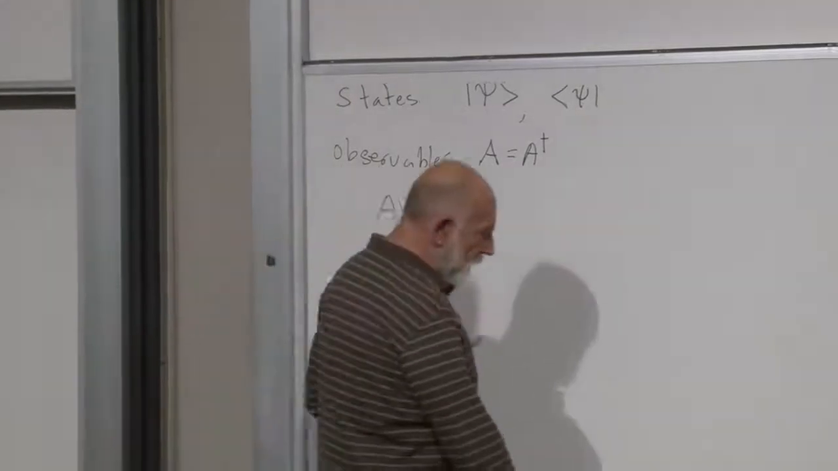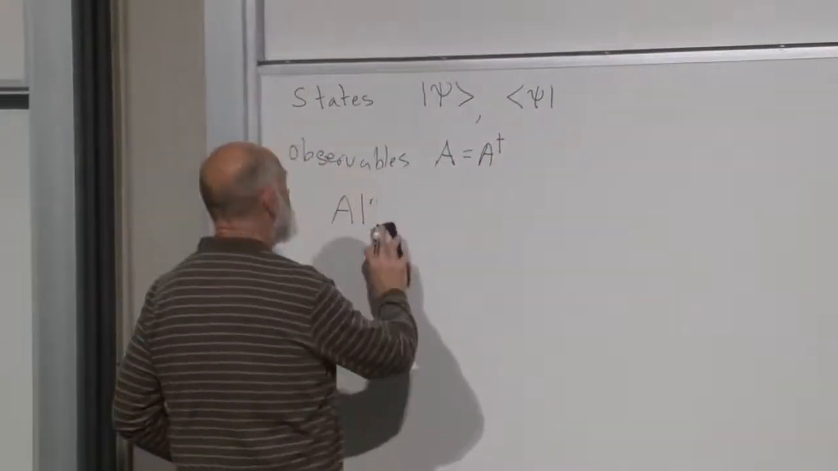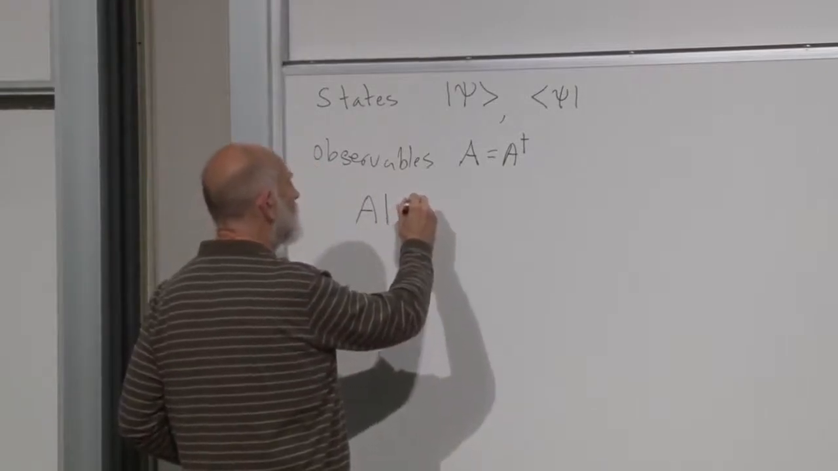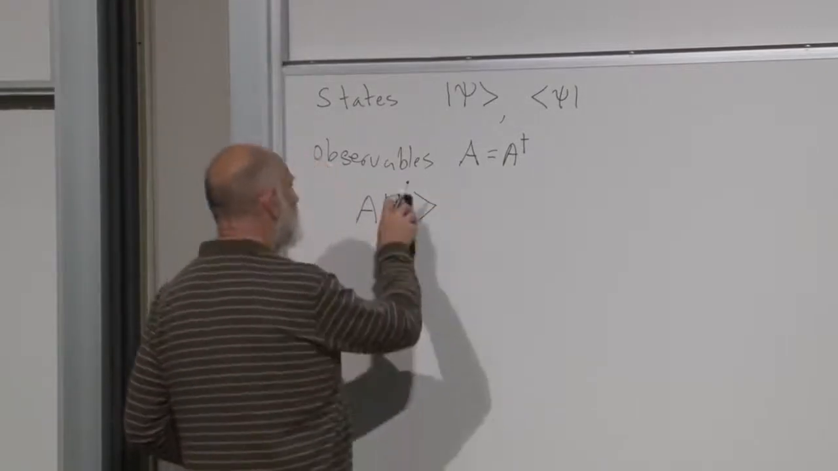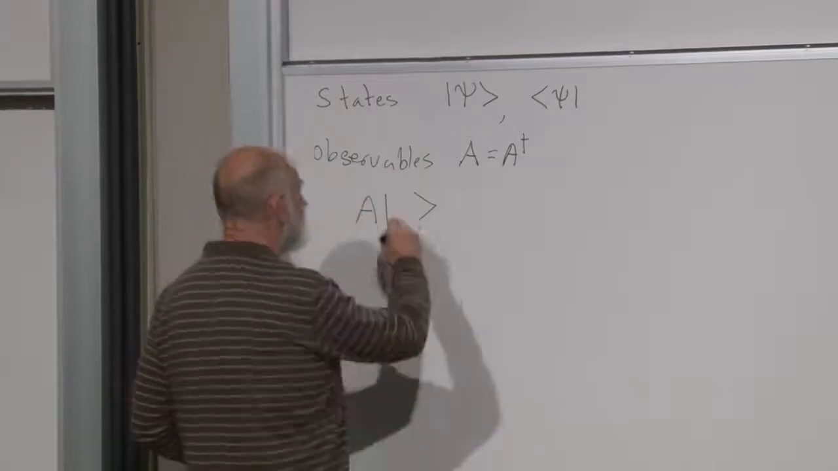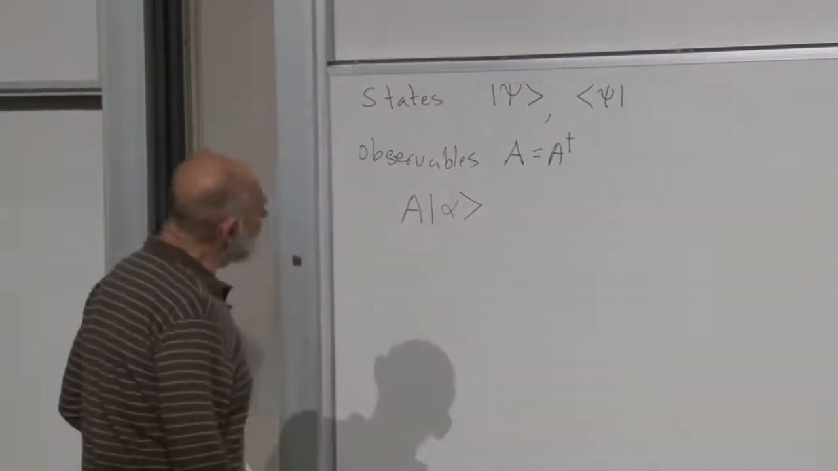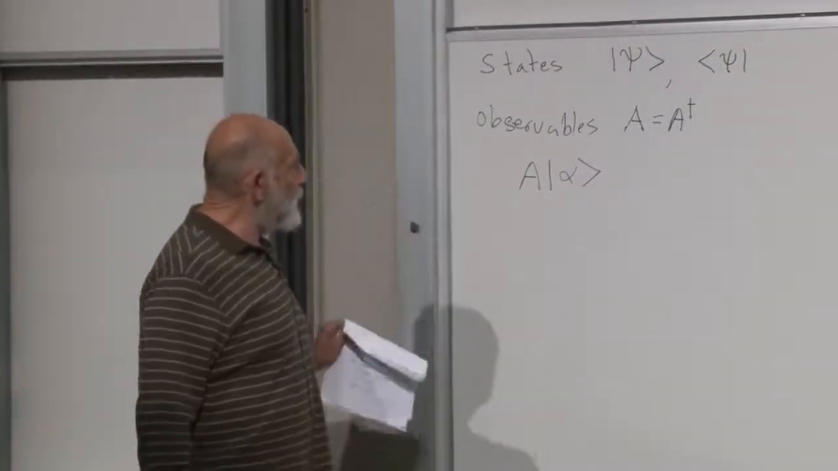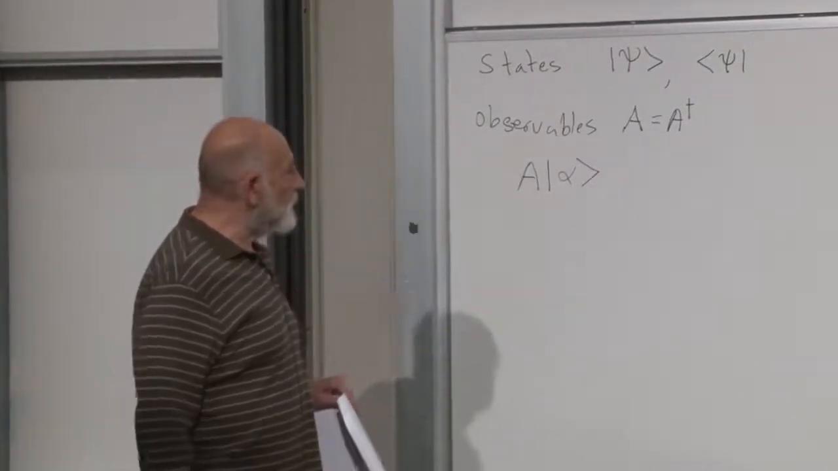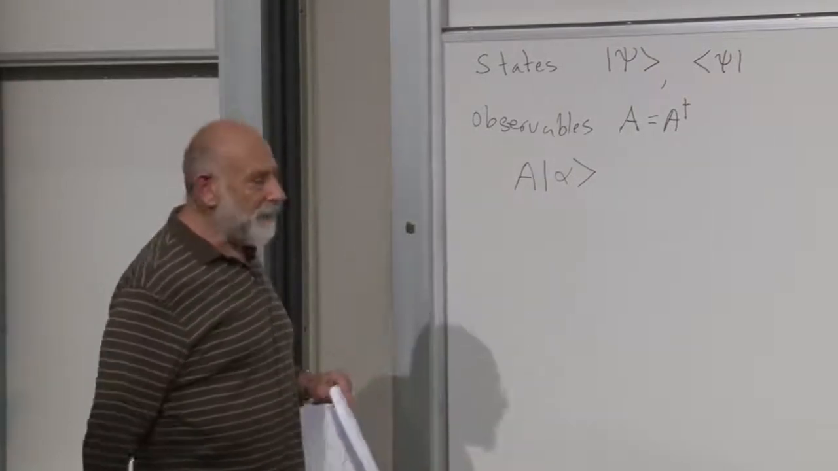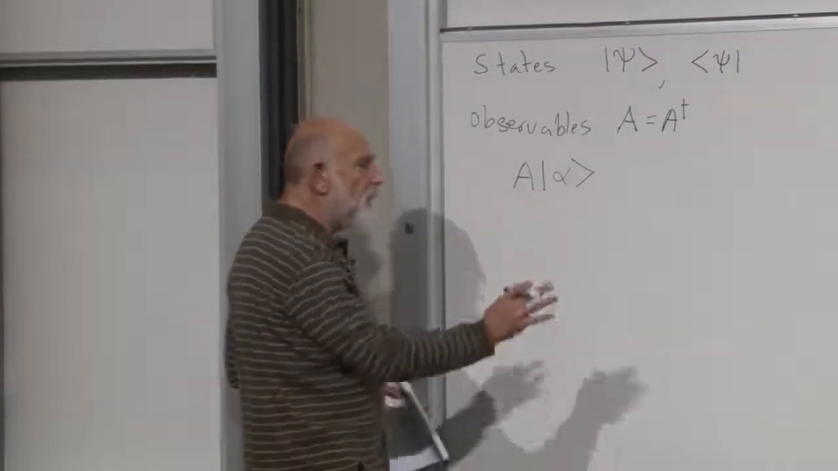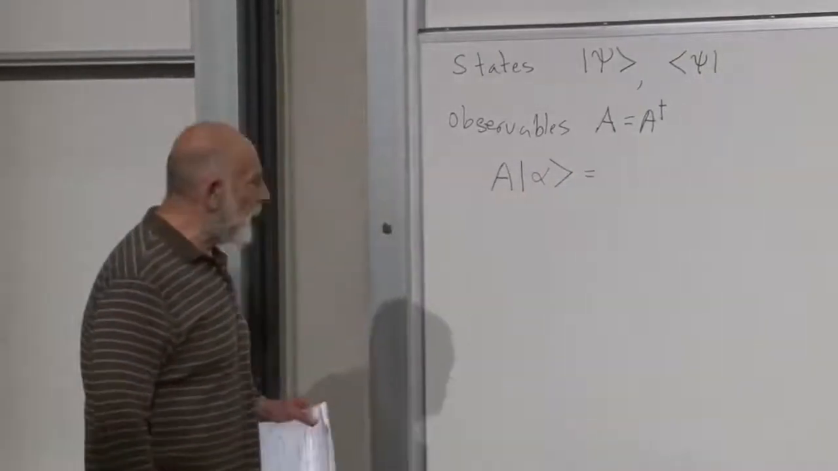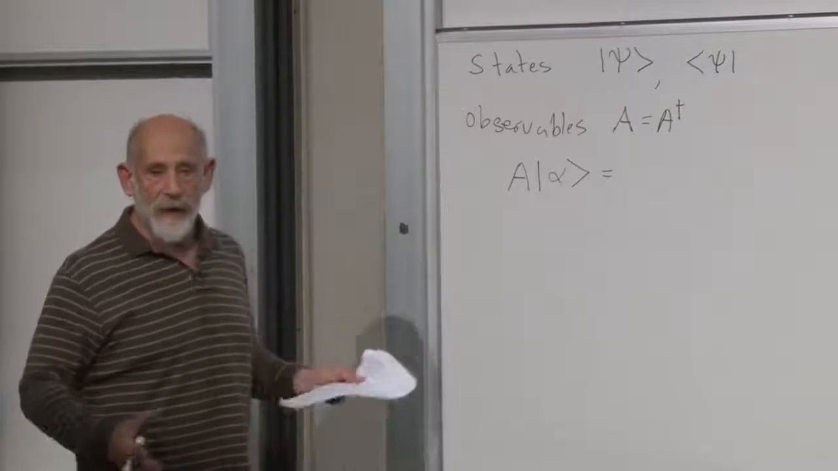Let's label the vector. Let's label it little a, or better yet, alpha, since we want to label it with a Greek index. Let's label it with an alpha, and A, being an operator, can act on alpha, and alpha is an eigenvector of A if the action of A is just to multiply the vector alpha by a number.